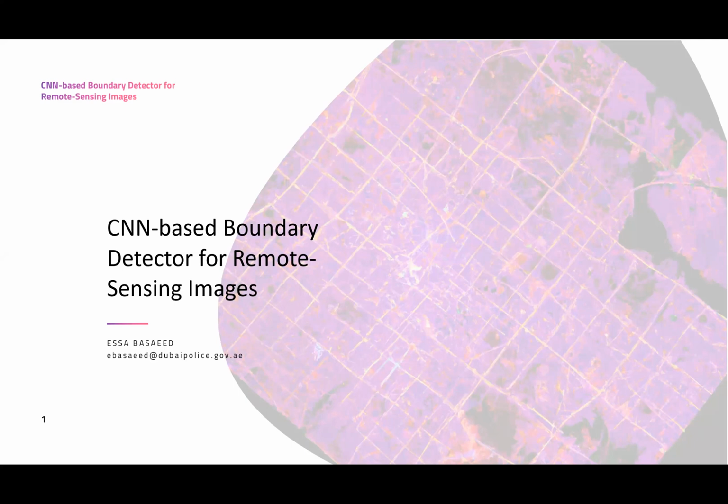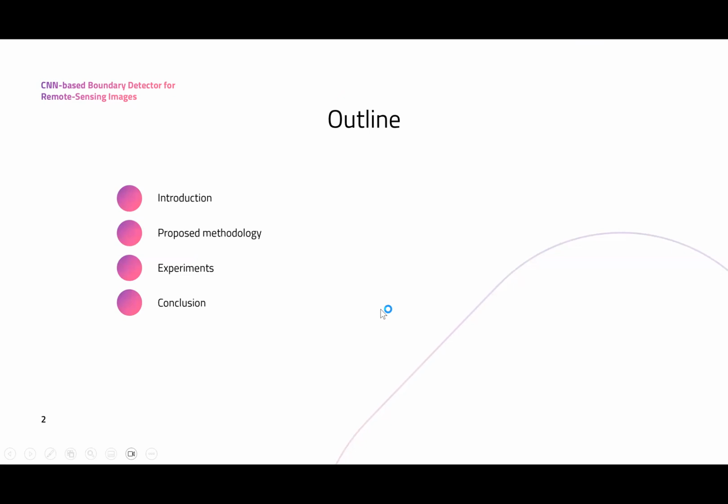I think it will be most useful to everyone to understand the process on how to get to a solution when you face a problem, especially on lessons learned when we developed such a detector for remote sensing images. So the outline of the presentation today will start by the introduction, proposed methodology, some experiments, and conclusion.